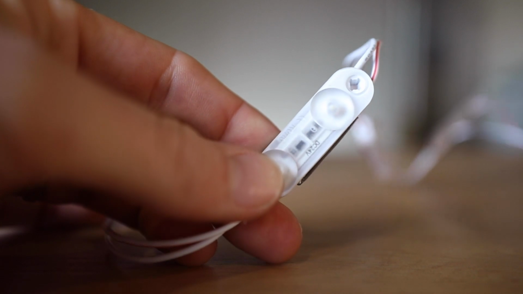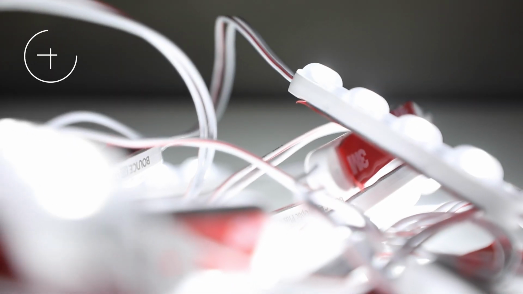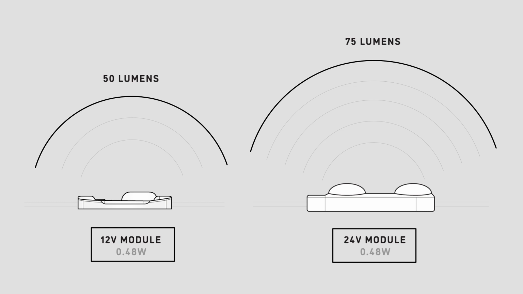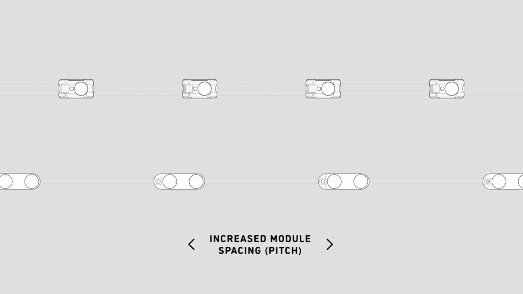That's not all. In a 24-volt system, there is more lumens or brightness per watt. While both modules here draw the same amount of power, the 24-volt Eclipse will produce a higher 75 lumens compared to 50 lumens from the 12-volt equivalent. This means fewer LEDs and less power is required to achieve the same light output.